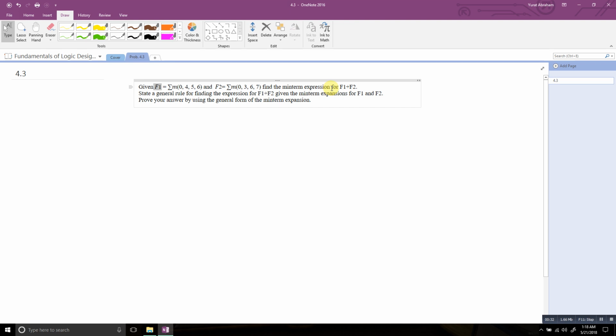the minterm expressions. Now, as you can see right here, this lowercase m is already saying that these are the minterms. So therefore, if they want us to add them or do an OR, we just go ahead and put them together. So let me see. F1 plus F2, let's make it equal to F. So we go ahead and add them up.